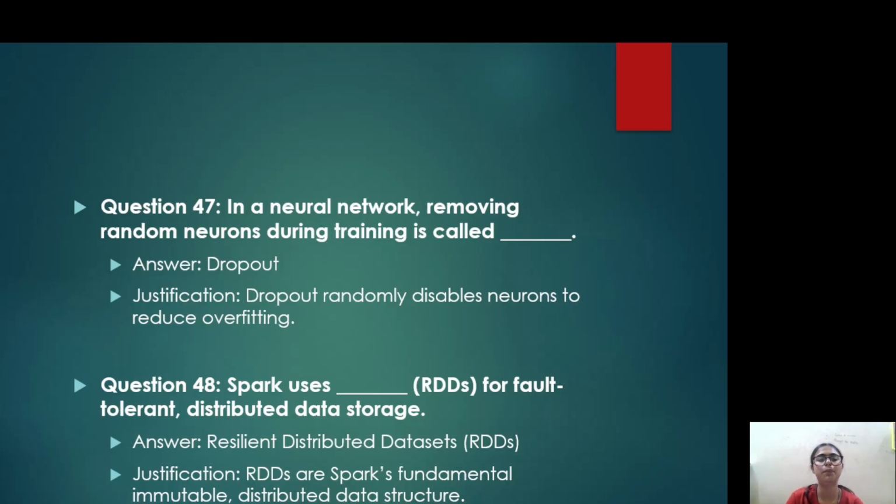Next is Spark uses dash RDDs for fault tolerant distributed data storage. So it uses resilient distributed datasets, that is RDDs. Distributed means distributed across many machines. Fault tolerance basically means if one machine fails, data doesn't get lost. And immutable means cannot be changed once created. So RDDs help Spark process very large data sets quickly through parallel computing.